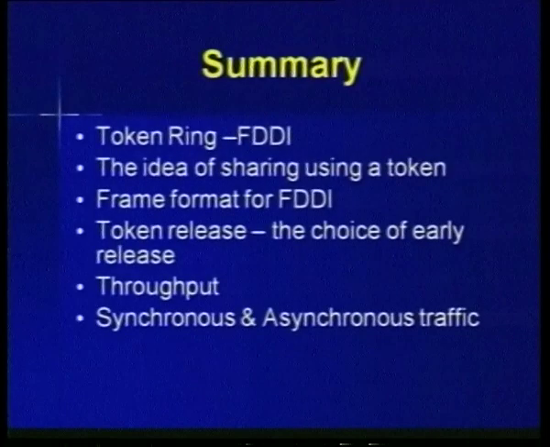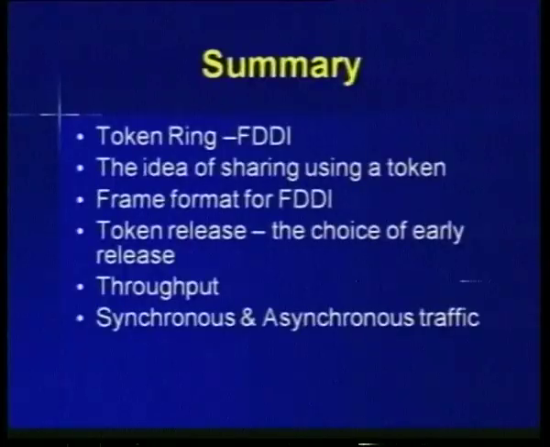So, to summarize, what we have looked at in this session is the details of the FDDI protocol. Of course, we started with the idea of sharing using a token, then we looked at the frame format of FDDI, we looked at the choice of early token release, which is what is used in FDDI, and we looked at how we have two classes of traffic, synchronous and asynchronous traffic, which are supported on FDDI. And as we have been looking at FDDI, we also contrasted it with the 802.5 protocol. So, these are the things that we have looked at today.